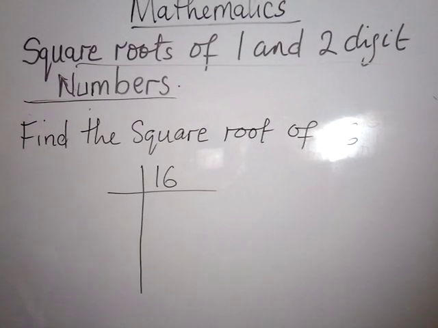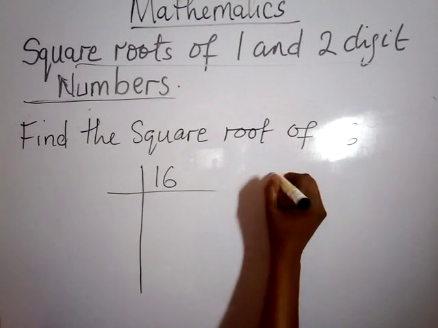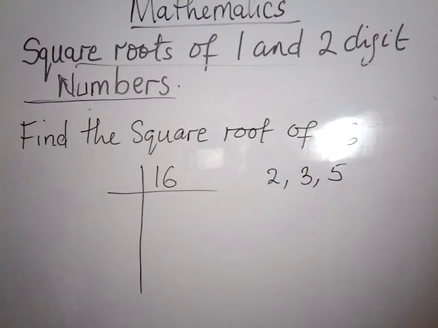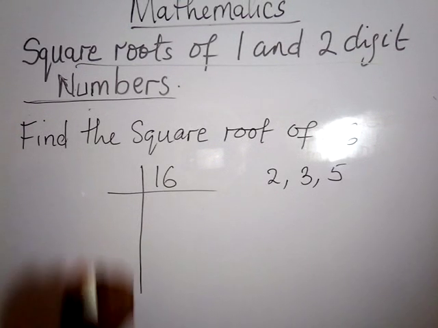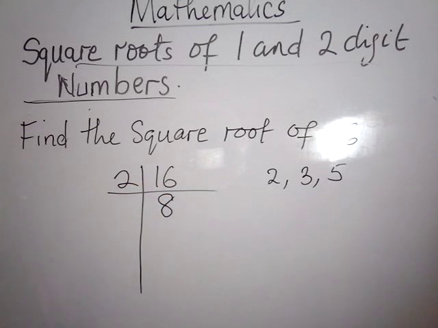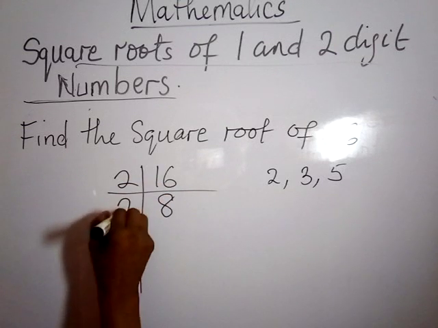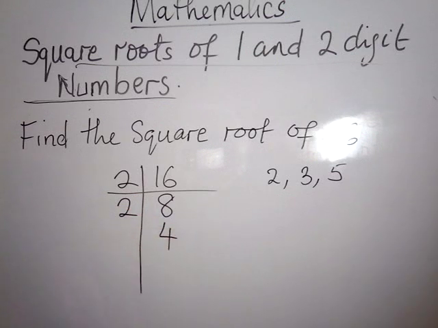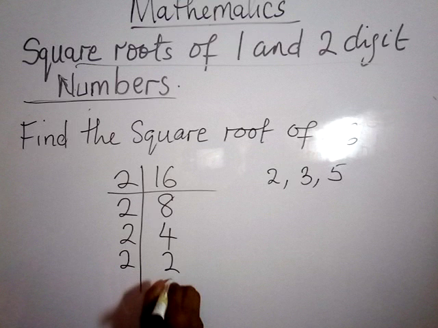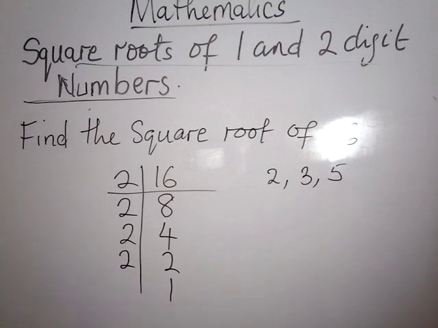So let's look at the square root of 16. Now if we look at 16, we know it's an even number, right? So let's try and see what prime numbers we can use. 2 can go, right? Because 2 can divide any even number. So we start with 2. 2 divides 16, that gives us 8. 8 is also an even number, so 2 can go again. That gives us 4. 2 divides 4, that gives us 2. 2 divides 2, that gives us 1. Now we have got to 1, so we stop there.